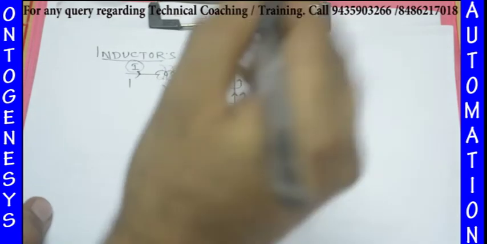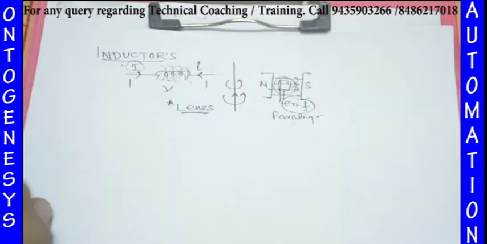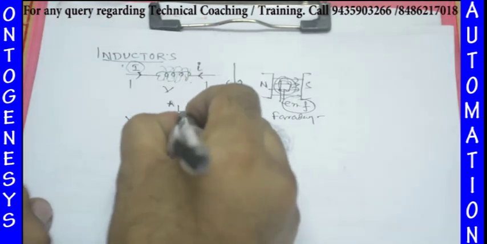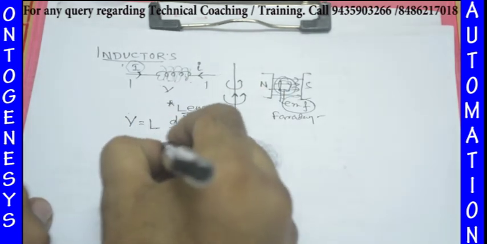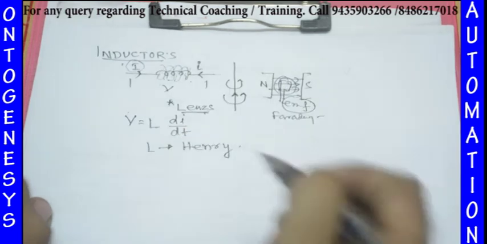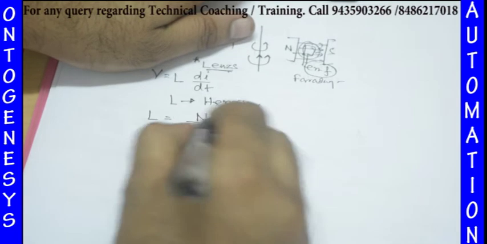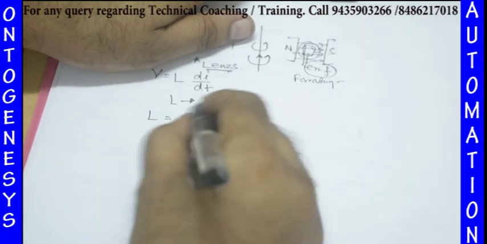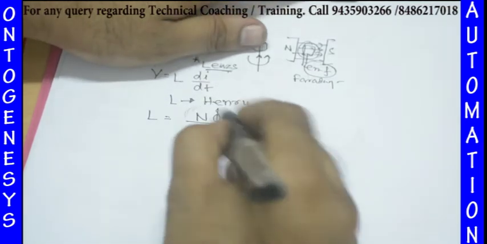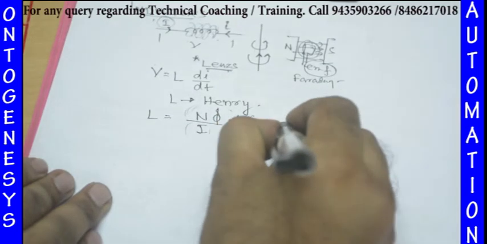So we can say that inductors oppose the change in current. V is equal to L dI/dt, where L is the inductance and its unit is Henry. L is given by N phi by I, the flux linked and the current flowing. We will discuss N phi later on. So L is in Henry.